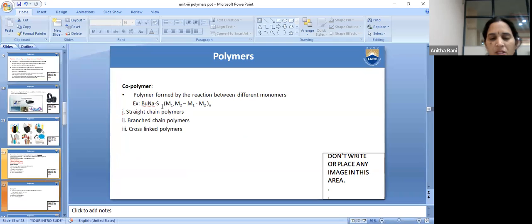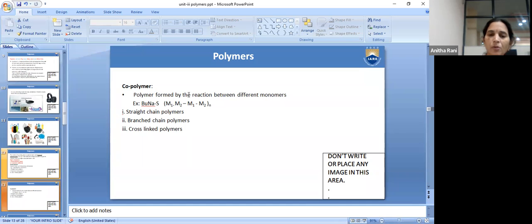And next is copolymers. Copolymers means we take different monomers. M1 is one monomer, M2 is another monomer. For example, Buna-S rubber: we take butadiene and styrene, different monomers. Na, sodium, we use as a catalyst. In the preparation of Buna-S rubber, we use butadiene and styrene. So two different monomers we are taking.